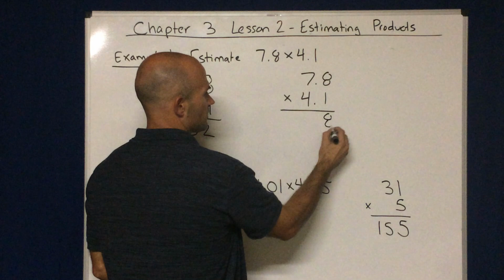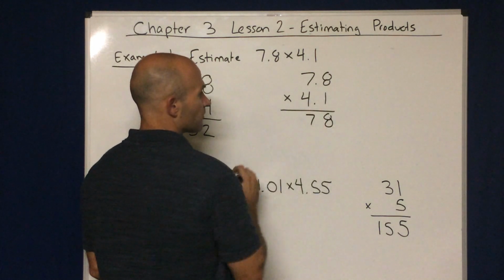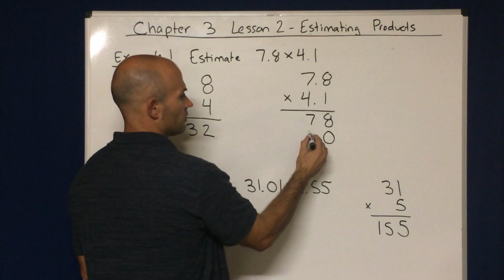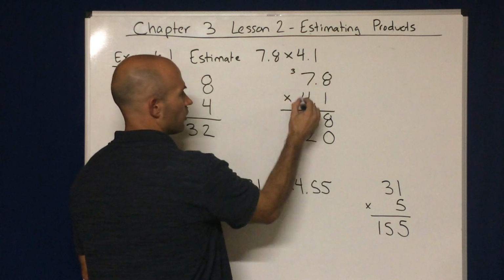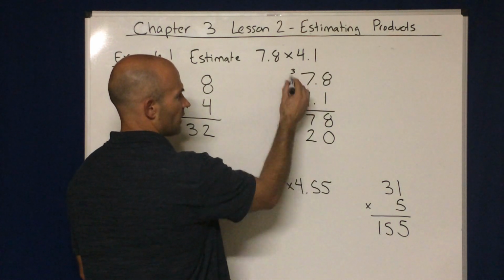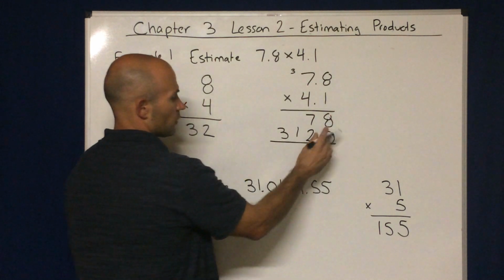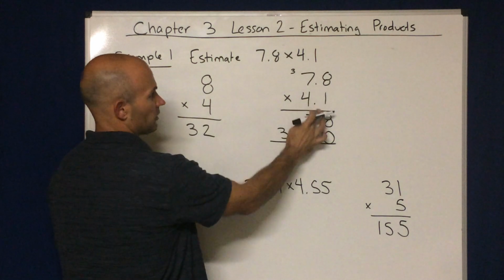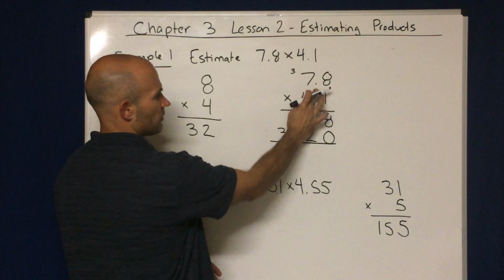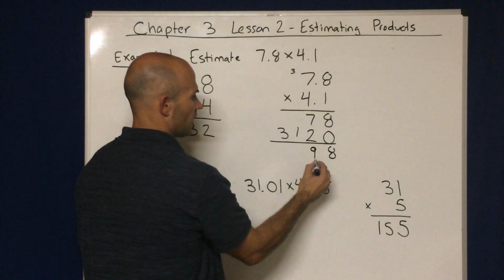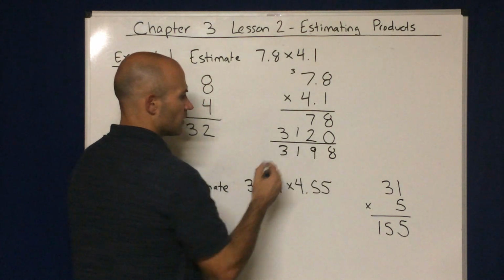8 times 1 is 8. 1 times 7 is 7. Tack on a 0 and start the next round. 4 times 8 is 32. 4 times 7 is 28. I add that 3 to get 31. So far, I've acted like those decimals aren't there. I've just done the computation as if they aren't there. Add: 8, 7 and 2 is 9, 1 and 3.